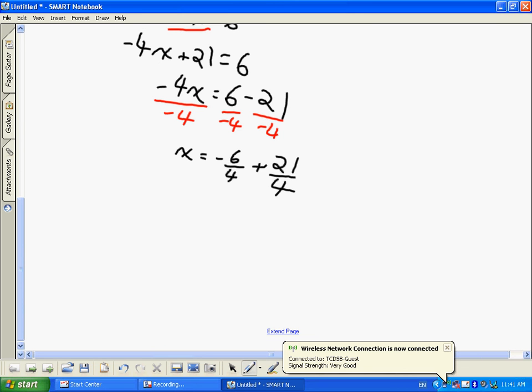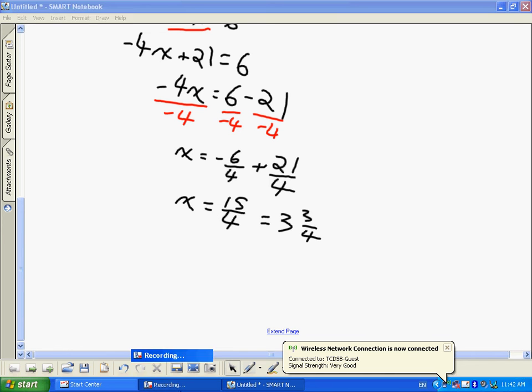Okay? Now, my denominators are both over 4. That works out great. So I can add them together. X equals positive 15 over 4. So we have a fraction. Positive 15 over 4 is equal to, if we want to turn it into a mixed fraction, guys, 3 and 3/4. So we can use it either way. We can work with a mixed fraction or an improper. When I go to substitute back in, an improper fraction will be easier to work with.